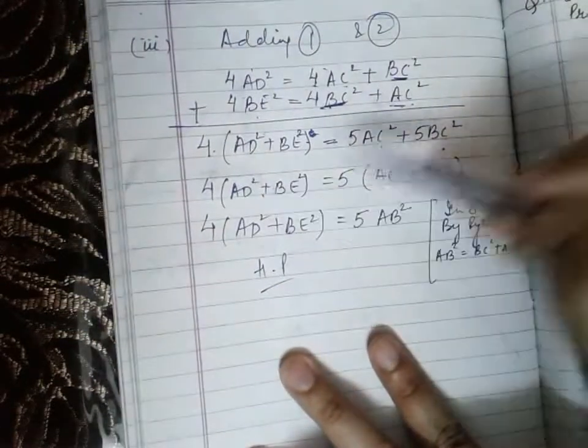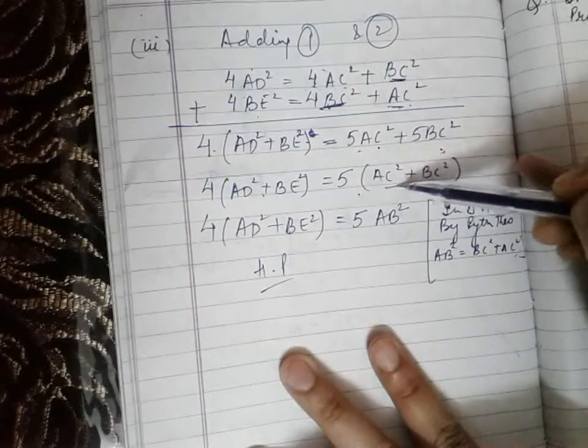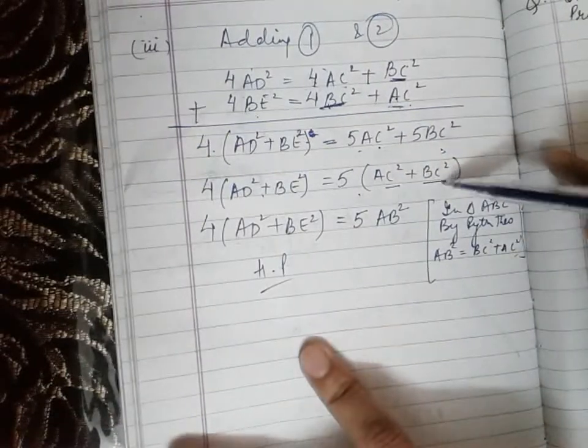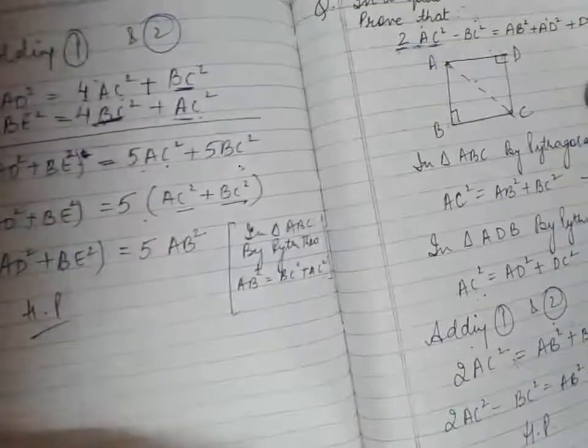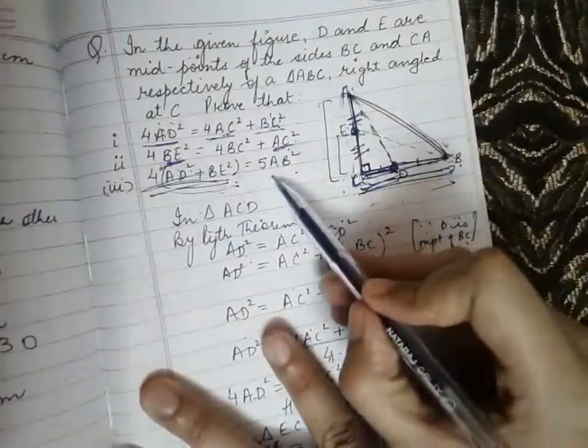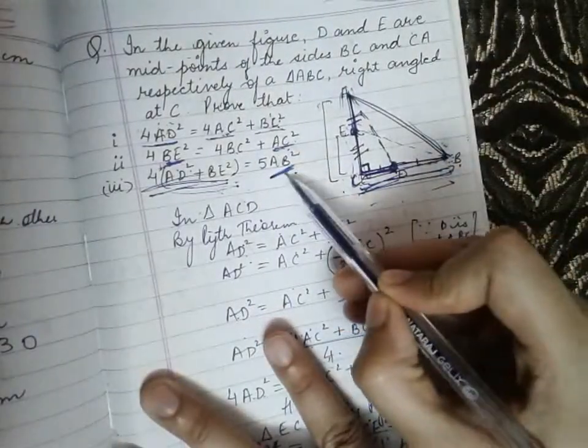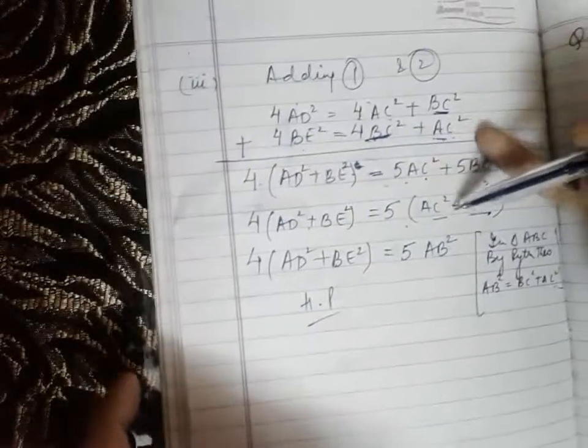Now this will be copied as it is. On right hand side, 5 is common. AC square plus BC square. But is it what was needed? No. I needed AB square. Can I write AB square in this form? Is it equal to AB square?